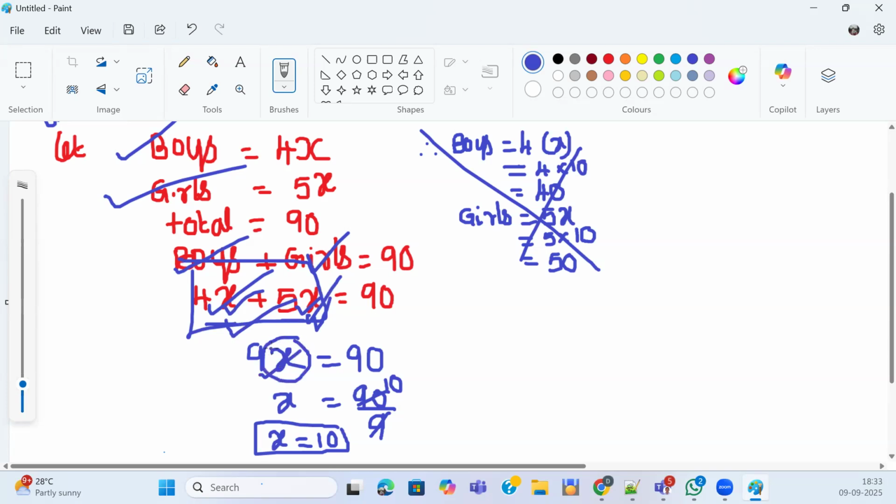Now, what we are trying to find out here? The x value, right? Why do we need to find the x value? If I know the x value, then I can get boys and girls, right? Yes, sir. 9 into x equals 90. 9 going to the other side, what will it become? 90 by 9, that is 10. Is that clear, everyone?